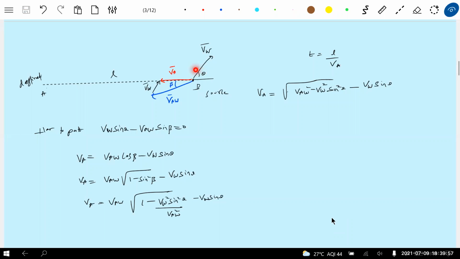Mute it first. I'll speak. VW sin theta should be equal to VAW sin beta. Then the resultant velocity will be along VA bar, along the path BA. That is okay, fine. Next, what is VA? Okay, here you mean to say cos theta it is. That only I was saying. Okay, the symbol. Then the time taken to move from B to A is given by L by VA.